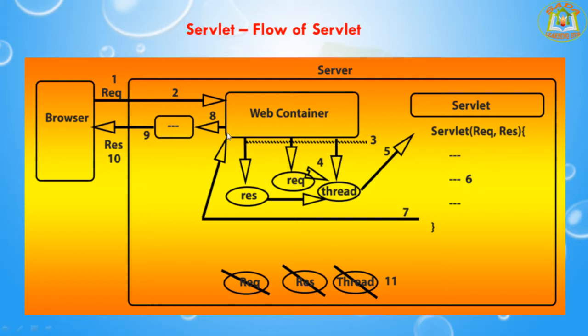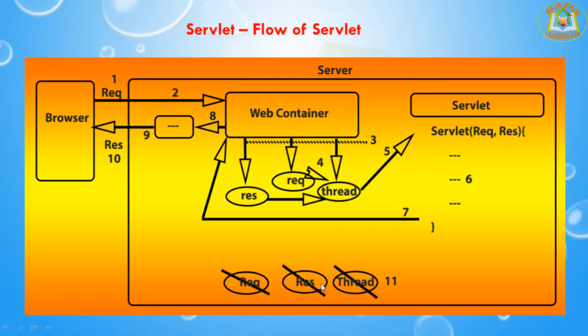The web container receives the response, prepares the web page and sends it back to the server. The server sends it to the browser. After completion of all this process, the web container deletes the request, response and thread objects from the container. In this way, for each request given to a servlet, the container creates a pair of request and response objects and a thread.